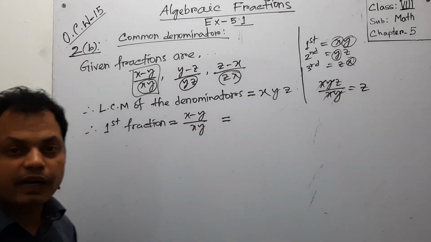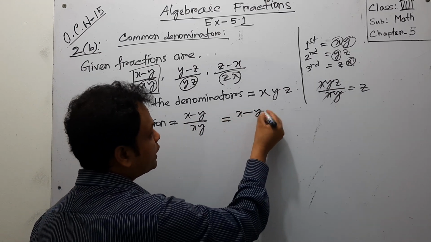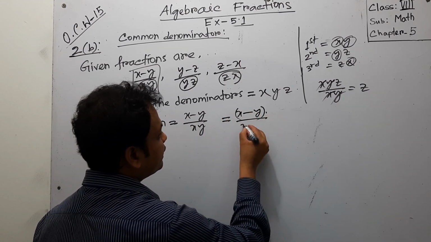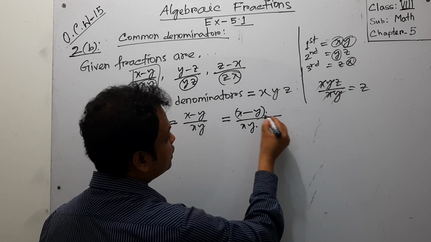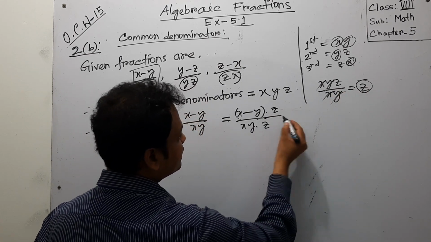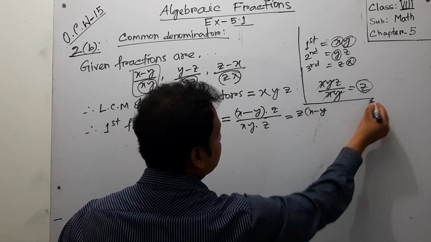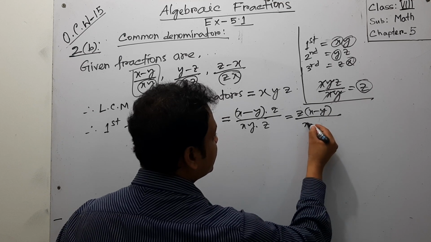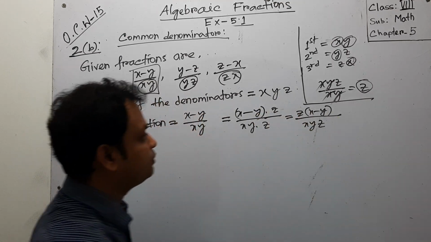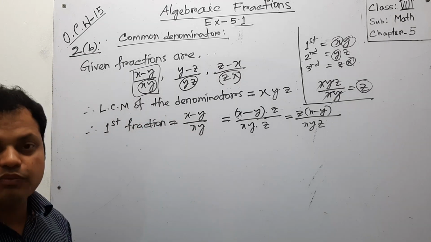This quotient will be multiplied with both numerator and denominator. So x minus y multiplied by z, and xy multiplied by z. Then we get z into x minus y divided by xyz. So this is the first fraction.